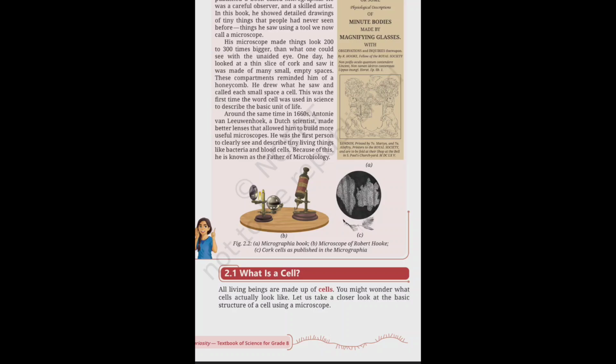Because of this, he is known as the father of microbiology. Micro means tiny, small. That is the biology which deals with microscopic organisms, small, tiny organisms. That branch of science is called microbiology. Microbiology means biology of microscopic organisms, microorganisms. So who is known as father of microbiology? A Dutch scientist called Anton van Leeuwenhoek.